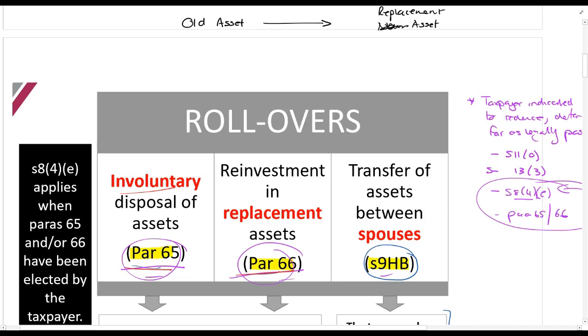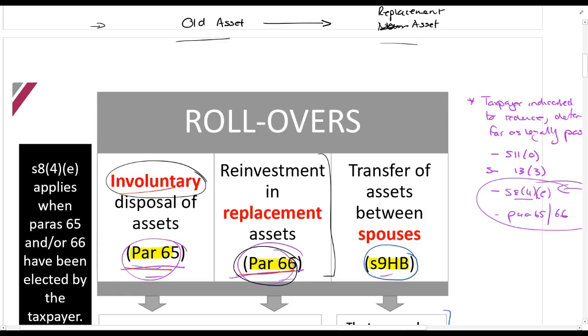Replacement asset. Now, what are the situations in which this will happen, when you have an old asset and now you've got a new asset? The first one is what we already saw. I had an asset, I sold it, bought a new asset. That is what paragraph 66 is: a reinvestment in a replacement asset. What else can happen? My old asset could be stolen. The insurance company can then give me money and I can buy a new asset. In that case, it was an involuntary disposal.